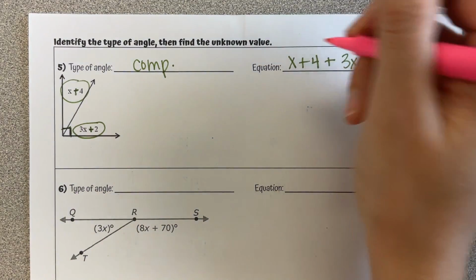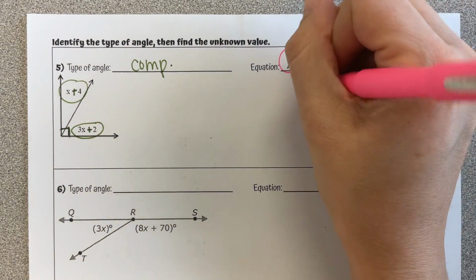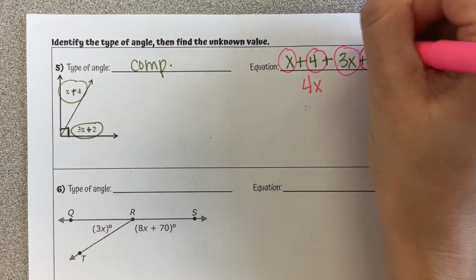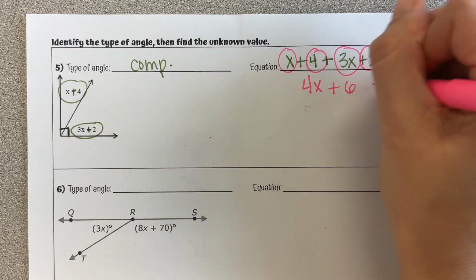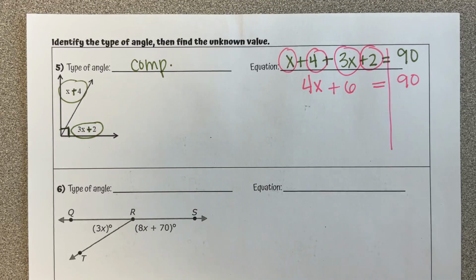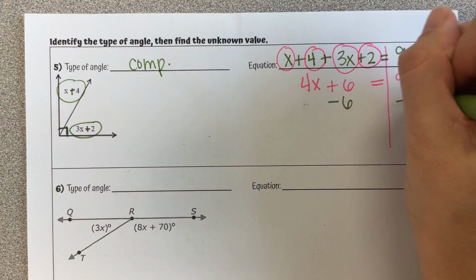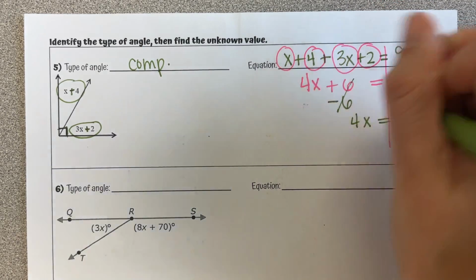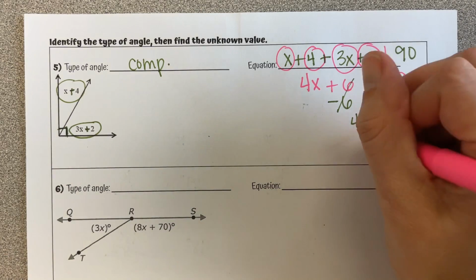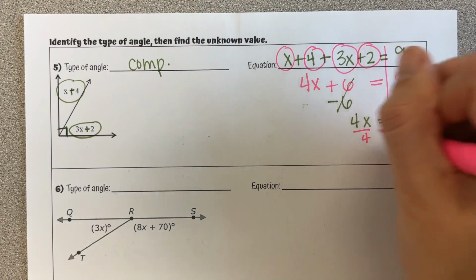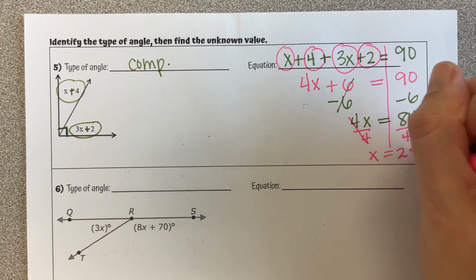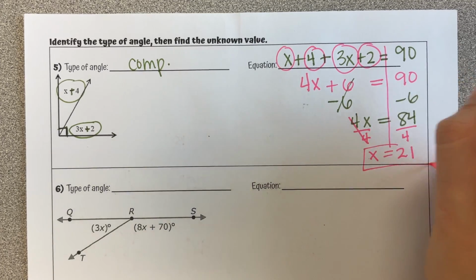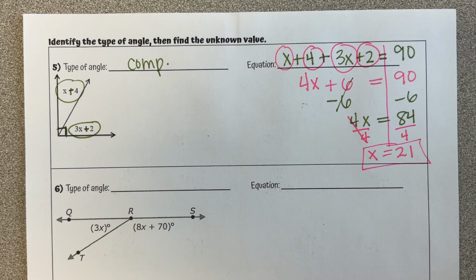Now, we're going to solve by first simplifying. I'm going to combine. I have x and 3x, which makes 4x. I have 4 and 2, which makes 6. So 4x plus 6 is equal to 90. Now we have a basic equation that we can solve. I'm subtracting 6 from both sides. I get 4x is equal to 84. Last step, we divide by 4 to get that x is equal to 21.